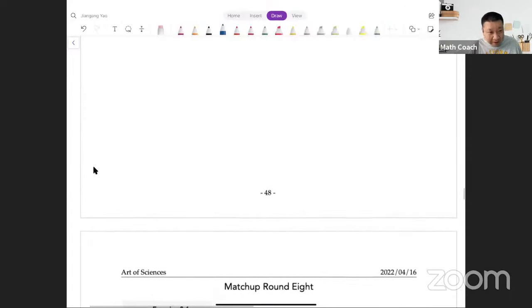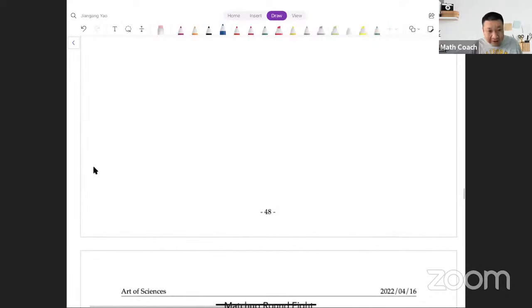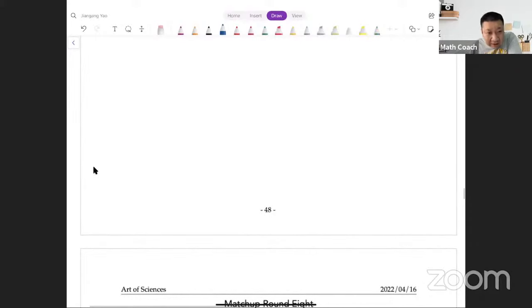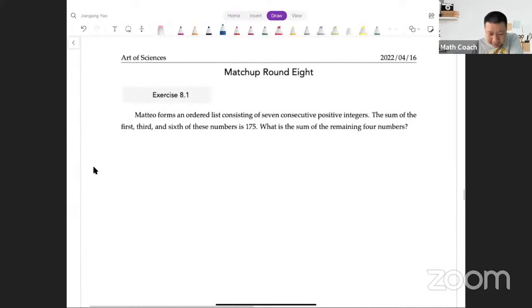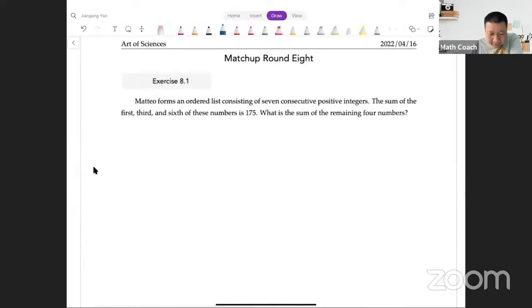Okay, so next round, 86 and 88, are you ready? Yes, 86, and where's 88? And 88 is ready, okay. So problem 8. A list forms an ordered list consisting of 7 consecutive positive integers. The sum of the first, third, and sixth of these numbers is 175. What is the sum of the remaining 4 numbers?